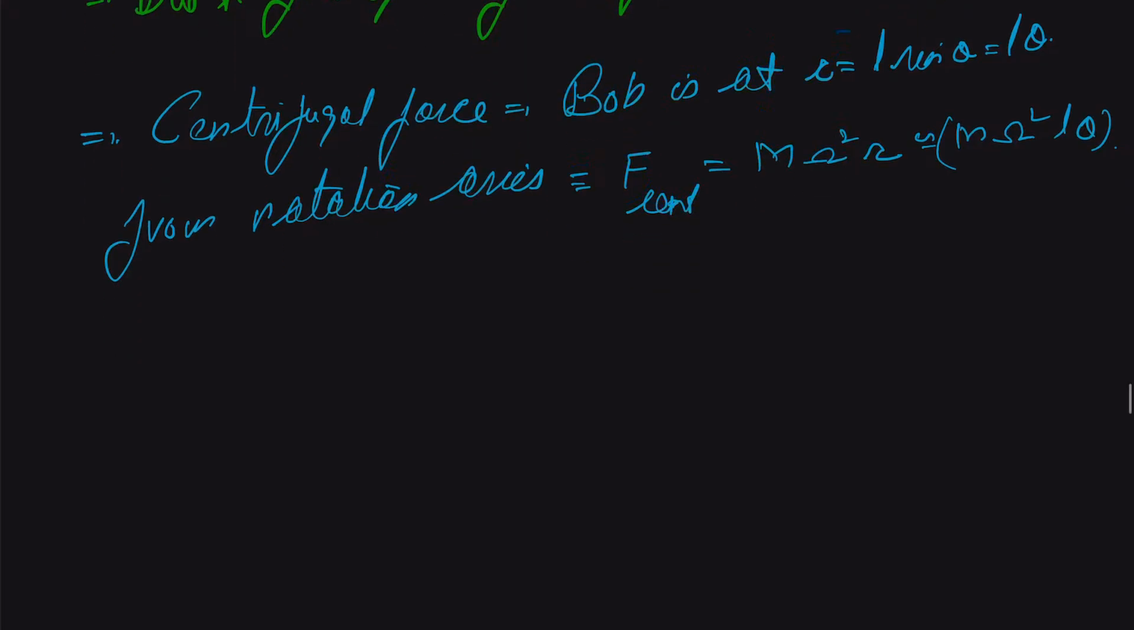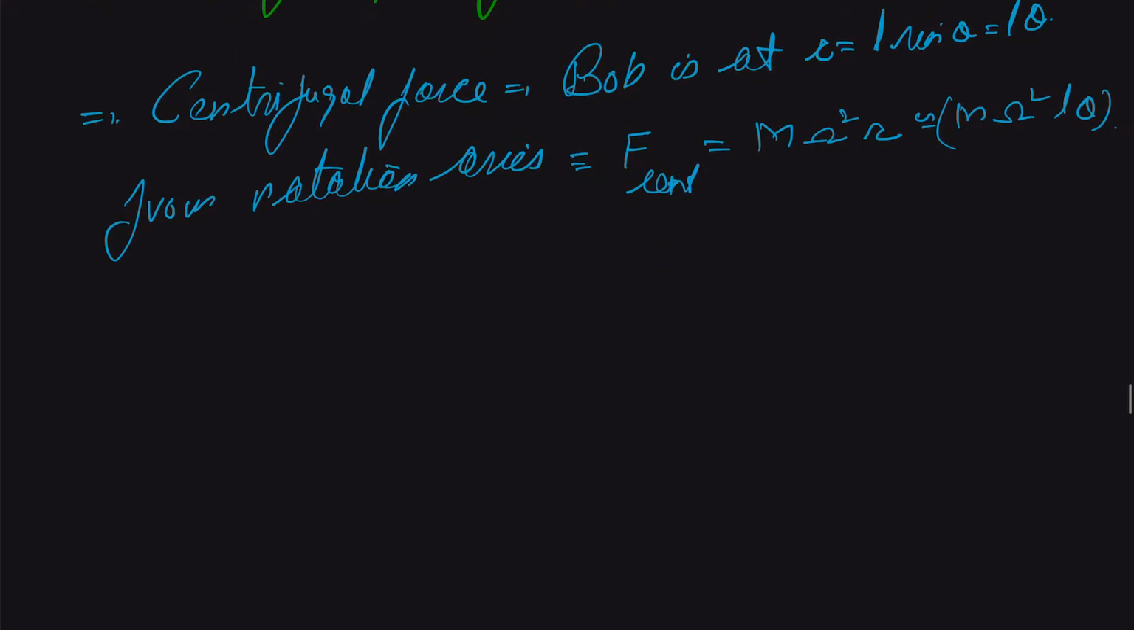Now we come to the torque because of this centrifugal force. Therefore, the torque due to the centrifugal force will be equal to the centrifugal force times L, and this gives us m omega square L square times theta.